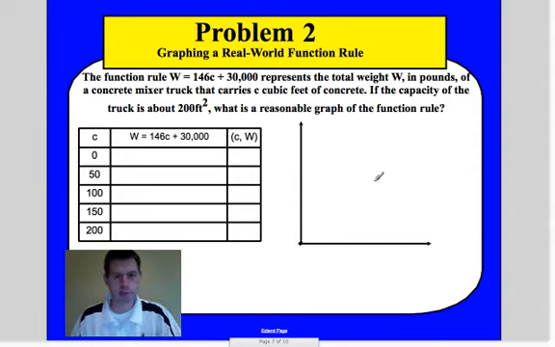Okay, so let's go ahead and look at problem number 2, which is a real-world application problem. They said the function rule W equals 146C plus 30,000 represents the total weight W in pounds of a concrete mixer truck that carries C cubic feet of concrete. If the capacity of the truck is about 200 cubic feet, what is the reasonable graph of the function rule?